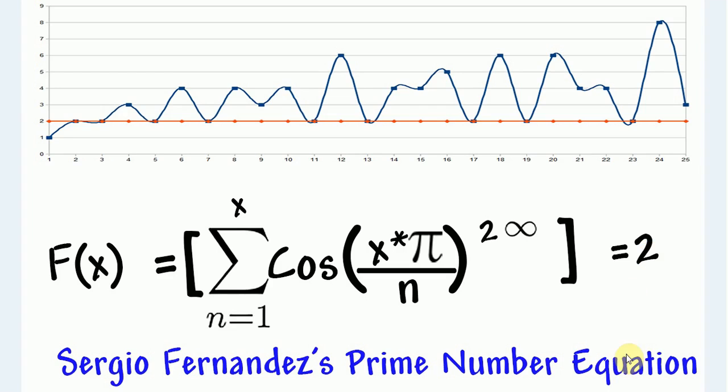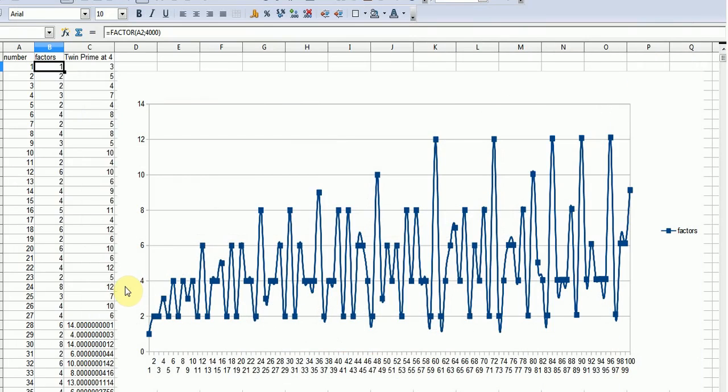So going with that, I'm going to implement this equation, cosine x times pi over n to infinity, from n equals 1 to x, and so on. I'm using the OpenOffice spreadsheet, and I'm not too familiar with it, so I'm going to implement it the best I can using the functions that I know that spreadsheet has. Okay, so here's the spreadsheet.